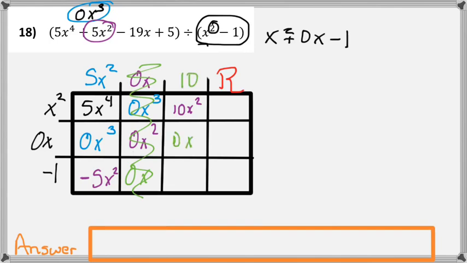Multiply gives me 0x. And then I am going to multiply 10 times negative 1. That gives me negative 10. So 0 plus what gives me that negative 19? And that would be negative 19x. Negative 10 plus what gives me 5 and a positive 5. Oops, that should be a second. Yeah, and so that would be a positive 15.